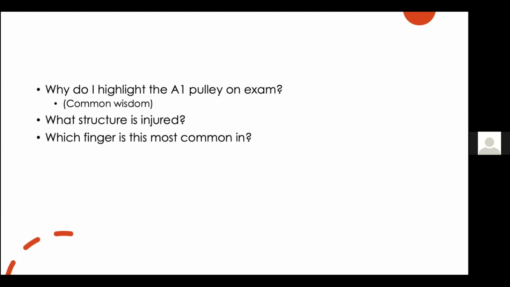Yep. That's very good. So he wasn't completely unstable, but it was shifting. So he had a partial injury. It would continue to bother him. Why do I mention the A1 pulley?